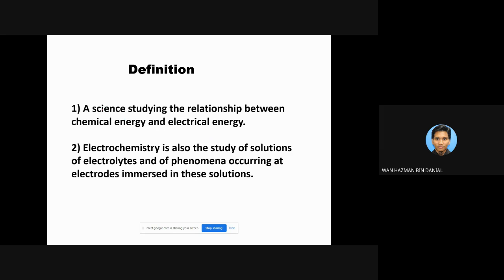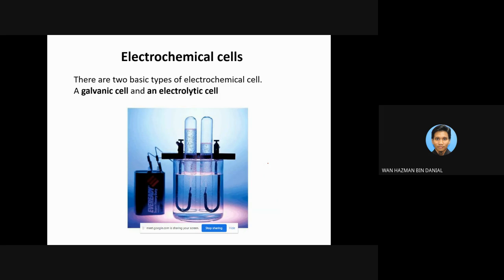It is the science studying the relation between chemical energy and electrical energy, and also the study of solutions of electrolytes and of phenomena occurring at electrodes immersed in these solutions. So if we have electrolytes and electrodes, and the phenomena occurring, the oxidations and reductions at the electrodes immersed in these solutions, we call it electrochemistry.